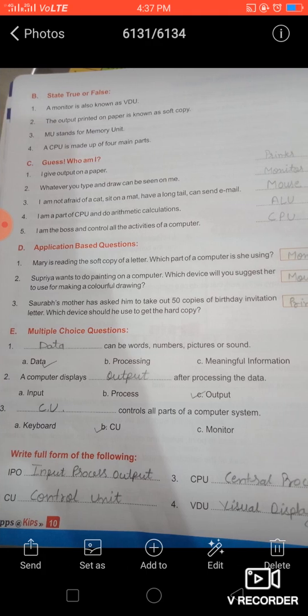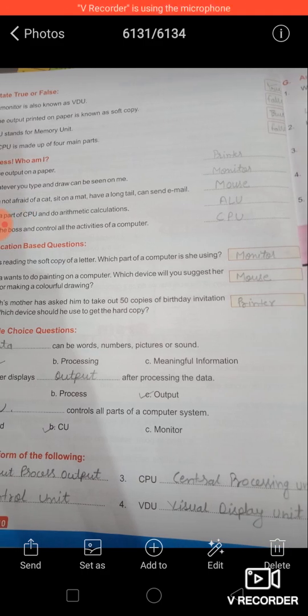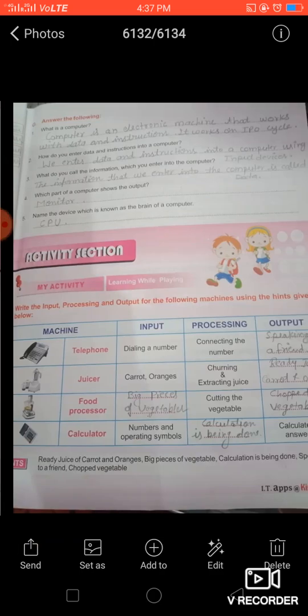Next, there are full forms. The full form of IPO is input process output. The full form of CU is control unit. CPU stands for central processing unit, and VDU stands for visual display unit.